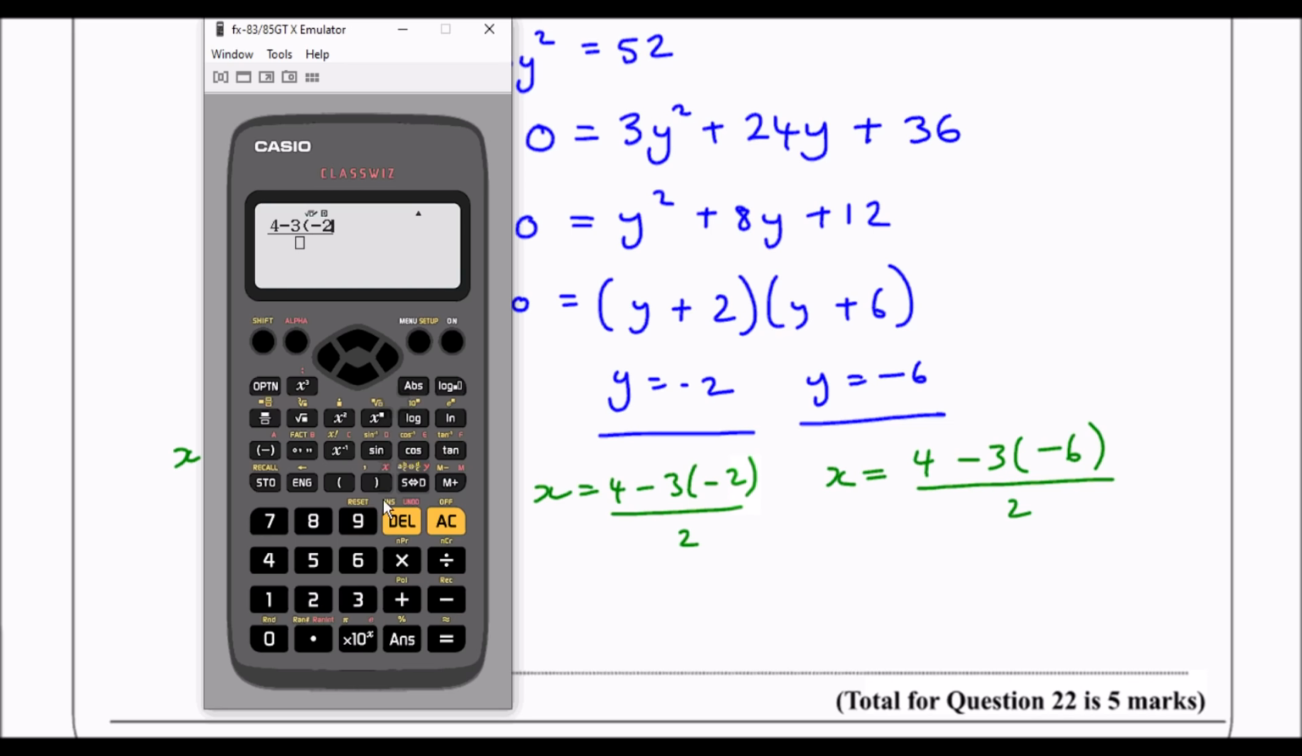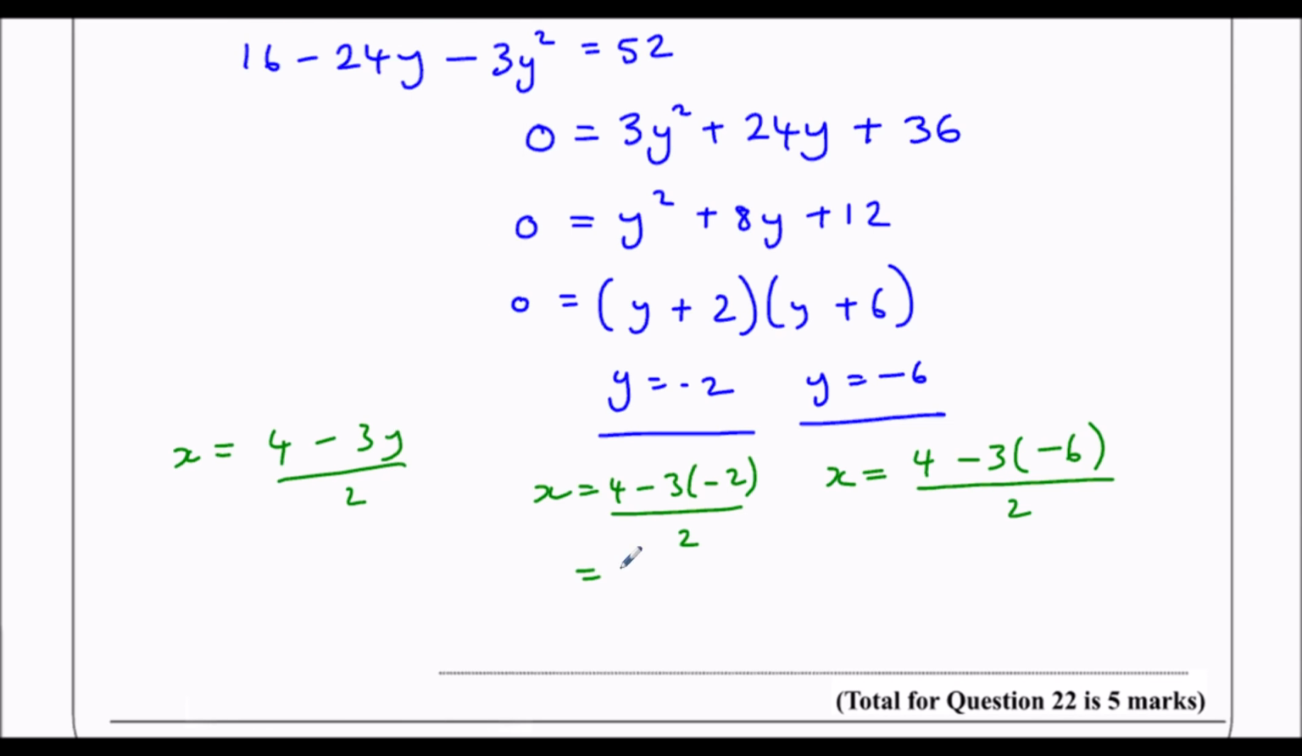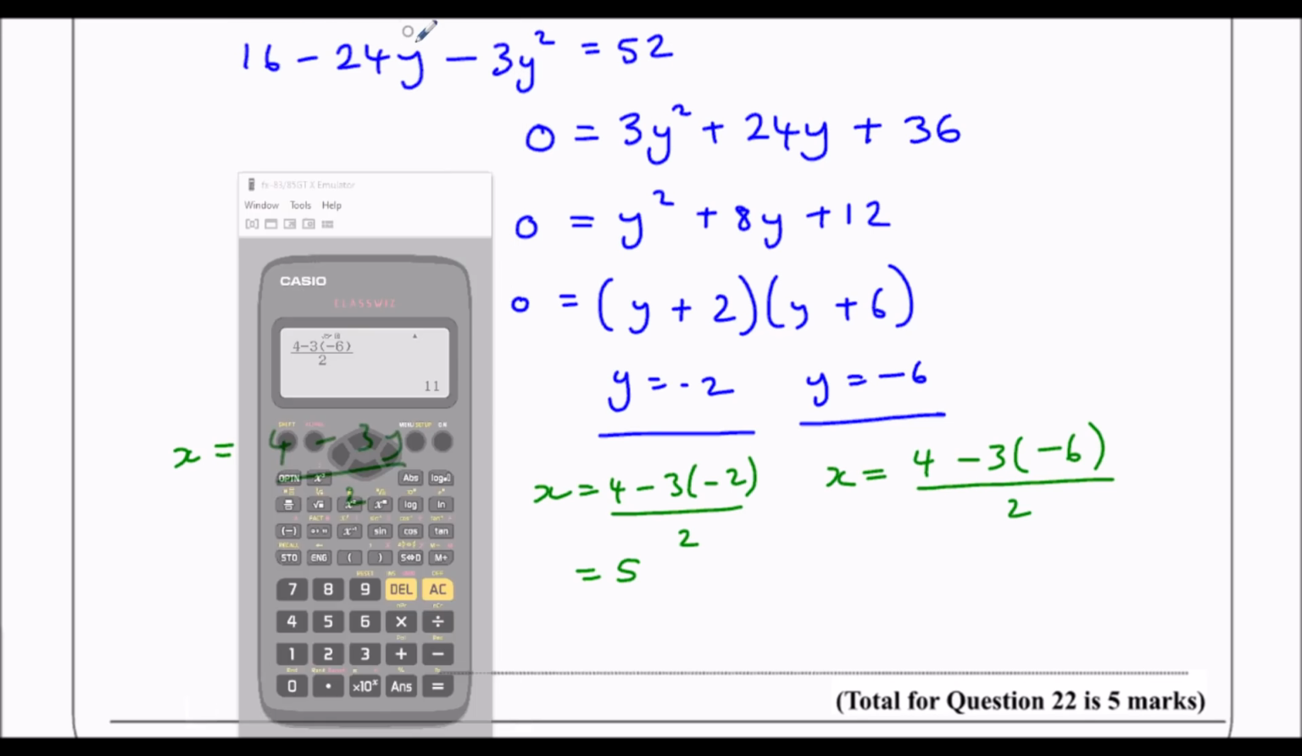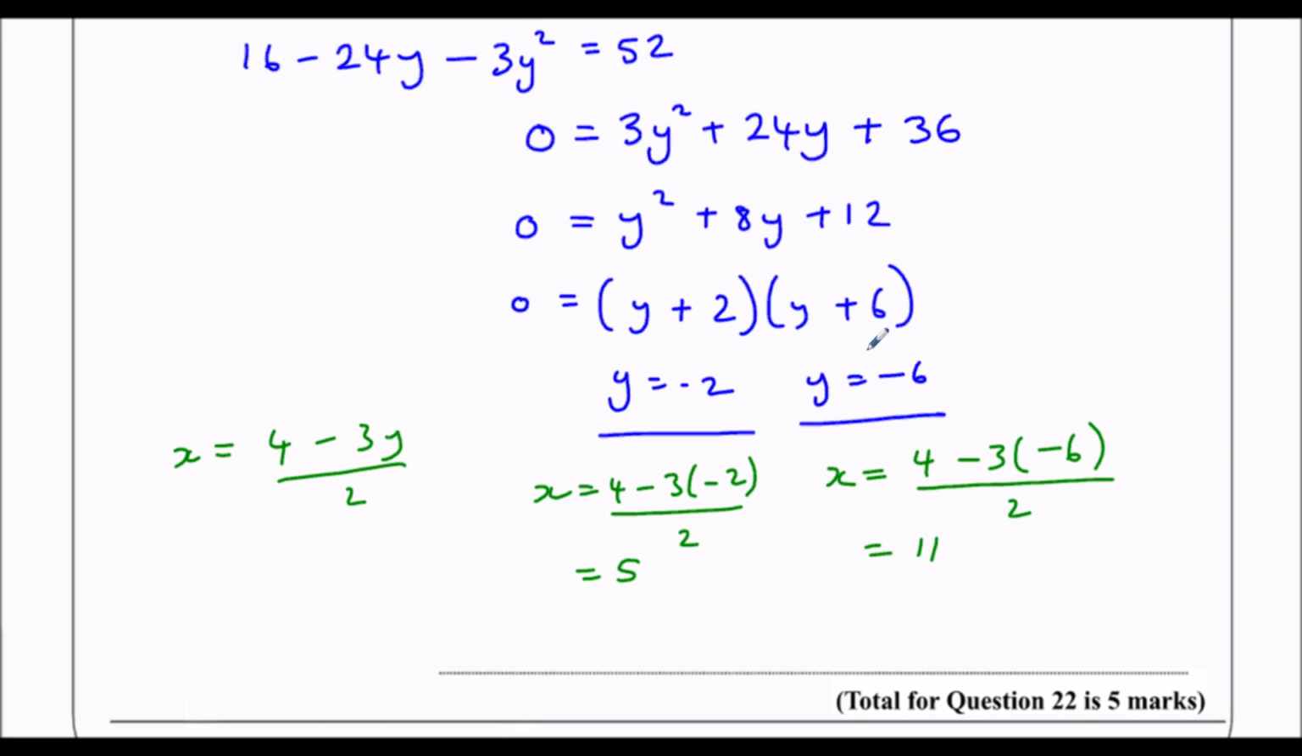So I'm just typing this into the calculator and I'll get my x value. So x is 5 when y is negative 2. And when I've got y as negative 6, x is 11. So on my answer line, I need to write my x and the y that go together. So x is 5, y is negative 2, or x is 11 and y is negative 6.